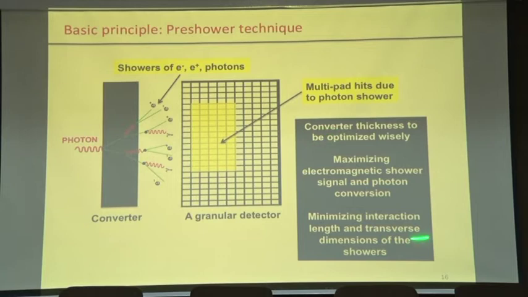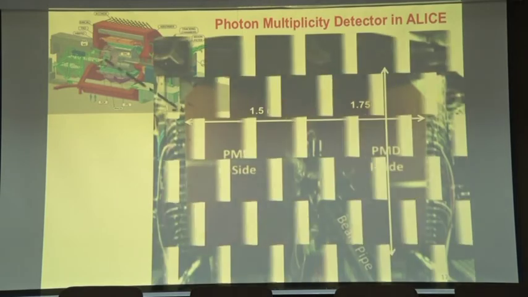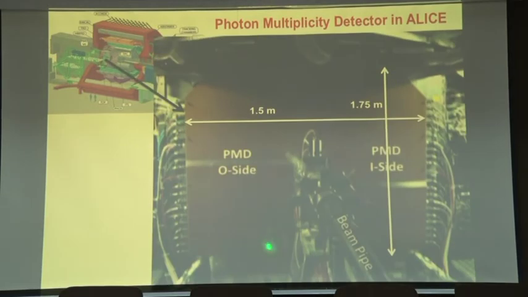And there are some other details, like you have to optimize the converter thickness. So this is basically the designing of a detector, right? You have to optimize this depending on how many photons are expected to fall on your detector and things like that. So that is the designing of your detector. You have to optimize the converter thickness, and there are so many things involved.